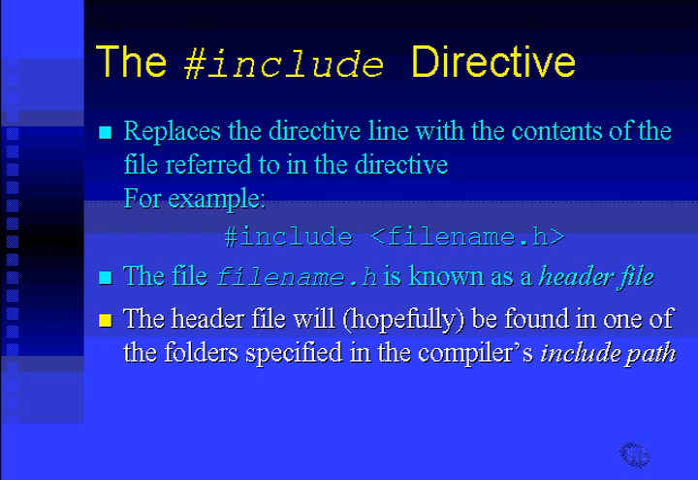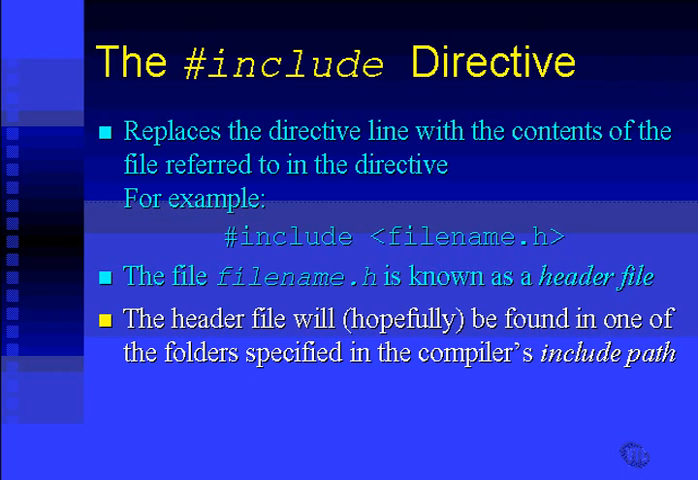Now, the header files will hopefully be found in one of the folders specified in the compiler's include path. Now, you probably don't know what a compiler's include path is, so I will describe it to you. You make a line of code in your program called #include filename.h. Now, the compiler will go, oh, where's filename.h? I hope I know where that is.